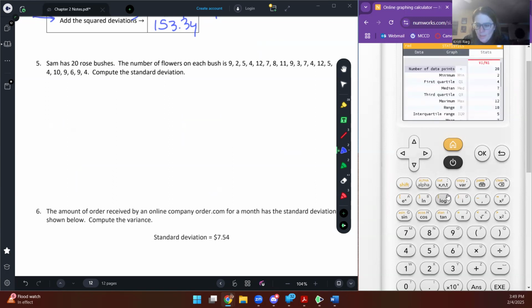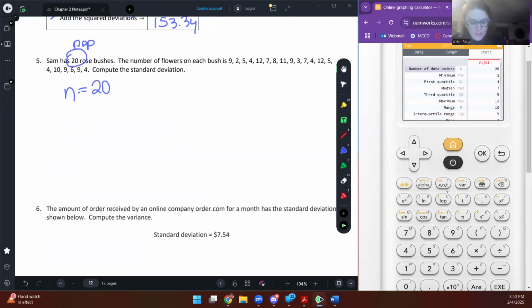Go to stats. Now, population or sample. I know that Sam has 20 rose bushes. So the population is 20. How many did we get data from? Well, I know from here, this problem right here says n equals 20. N equals 20. So population standard deviation.